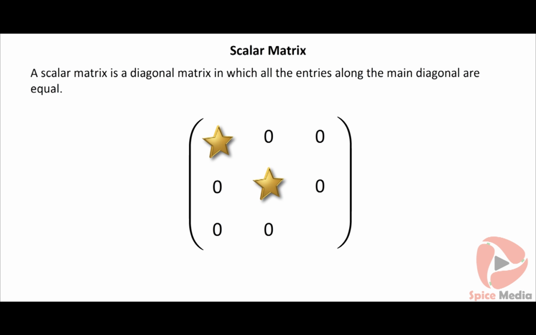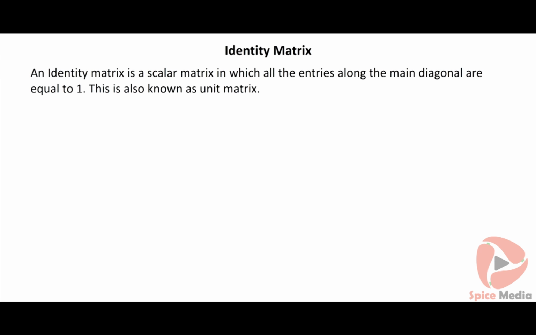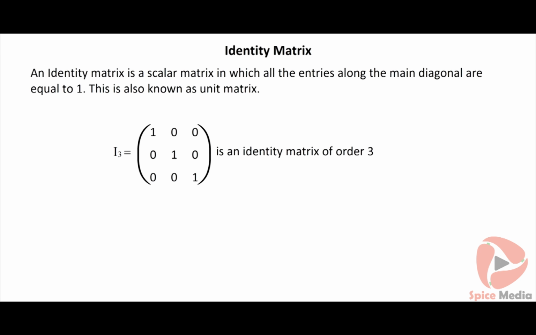Scalar matrix. A scalar matrix is a diagonal matrix in which all the entries along the main diagonal are equal. In the matrix given below, 3 identical stars representing the same number are present along the principal diagonal, and the remaining elements are 0. Identity matrix. An identity matrix is a scalar matrix in which all the entries along the main diagonal are equal to 1.